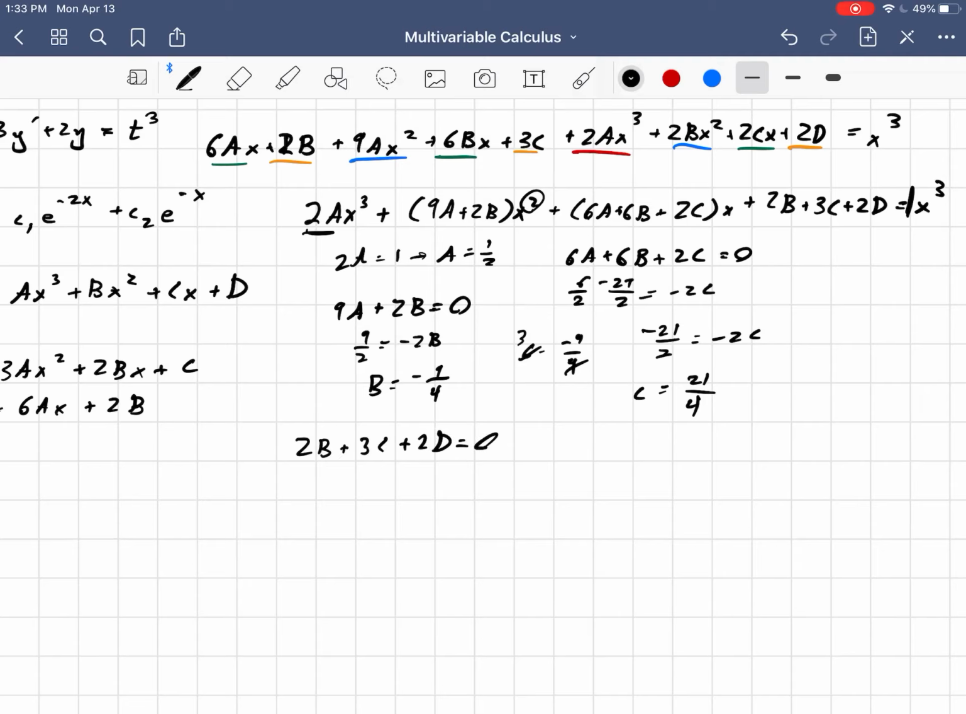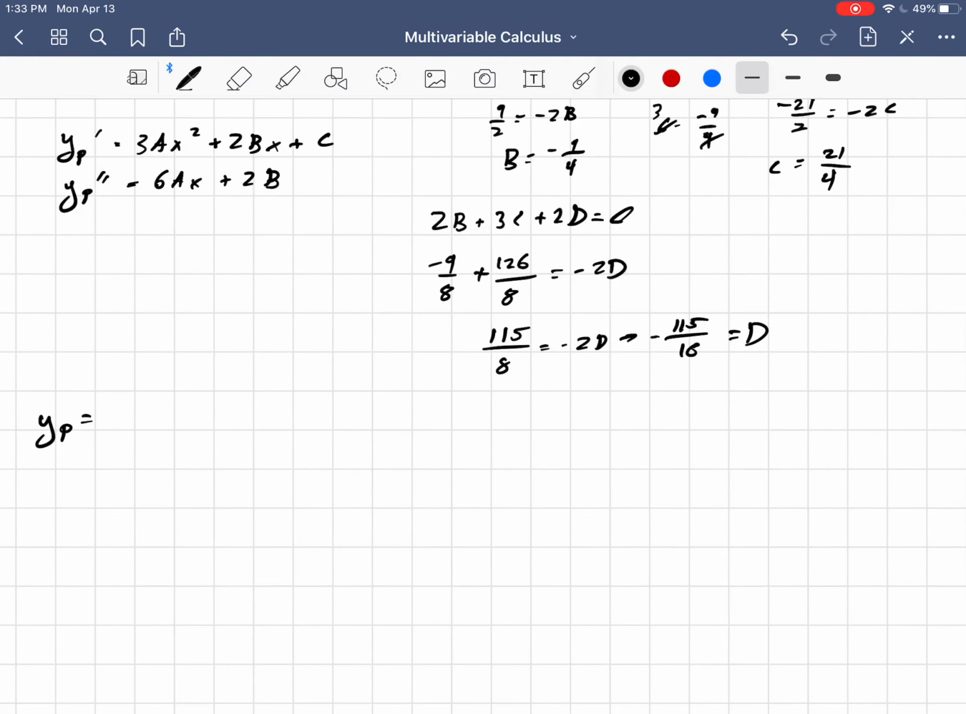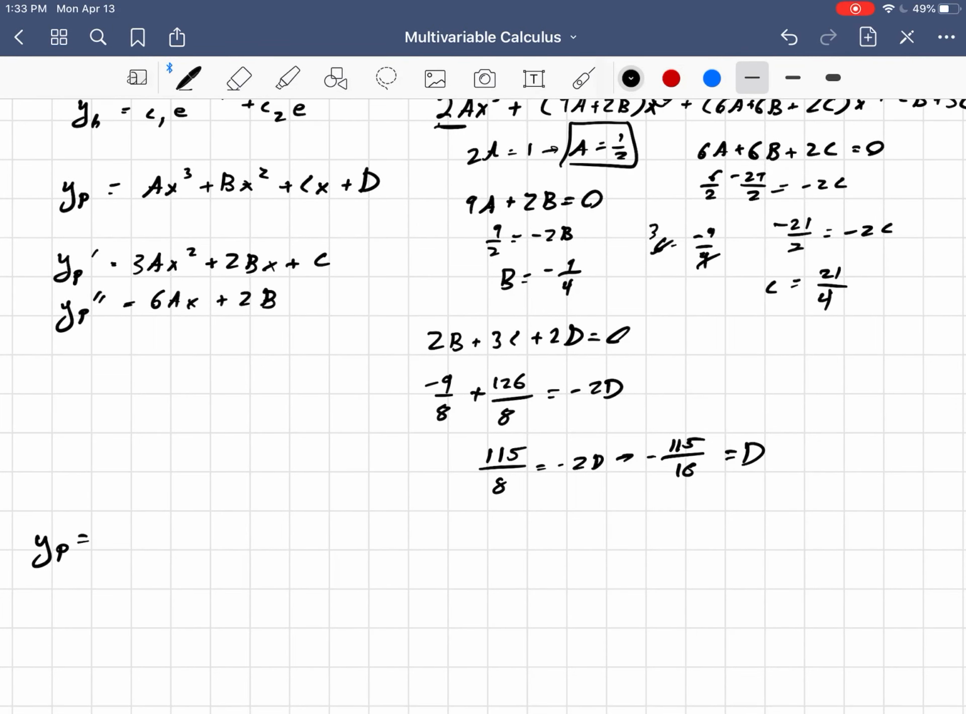21/4. Now, we know also there's no constant term, so 2b plus 3c plus 2d is 0. b is negative 9/4, so that's negative 9/8, plus 3c, so that's plus 63 over 4, yuck. Plus 2d, so that's negative 2d. So need to multiply 63 by 2. That gives me 126 over an 8. And 126 minus 9, that's 115 over 8 is negative 2d. And so negative 115 over 16 is d.